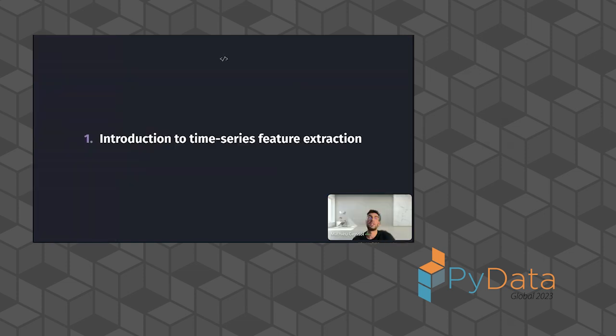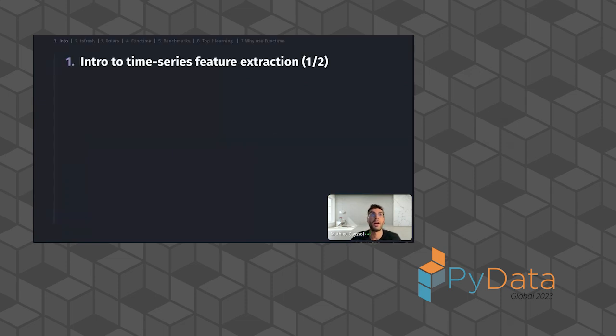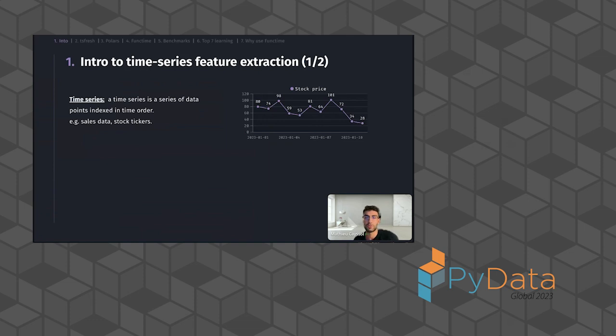Okay, so I will give a brief introduction to time series and what time series feature extraction is. So first, what is a time series? It's a series of data points indexed in time order. As an example, on the right-hand side you have a stock price. You can also have sales data or any kind of data that is time-related or time-indexed.